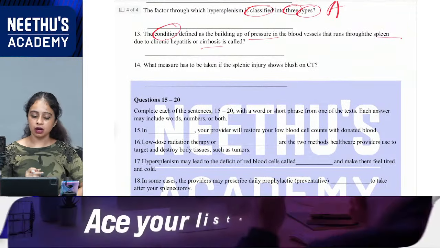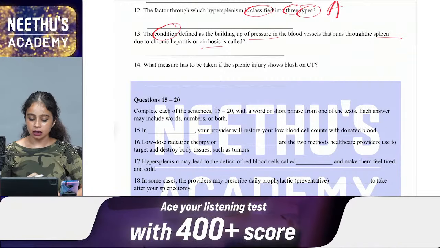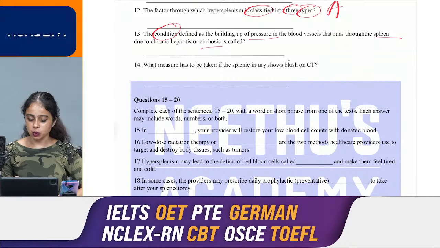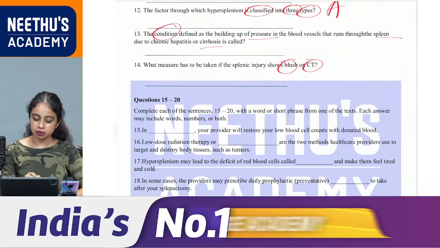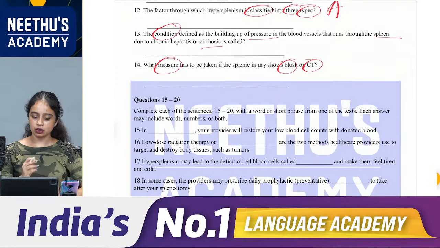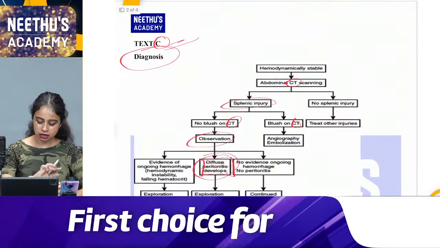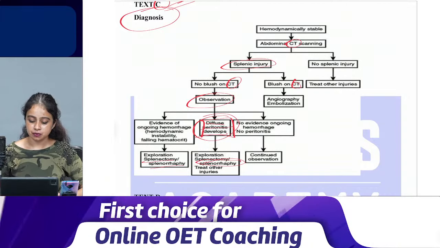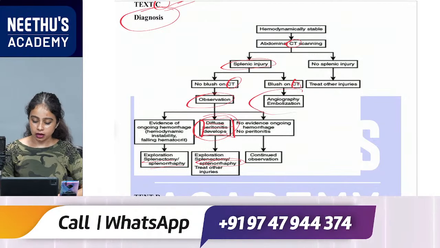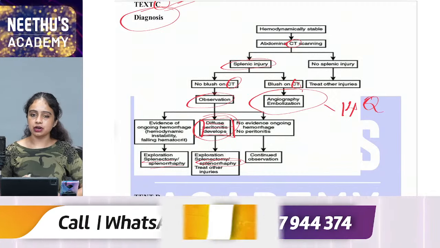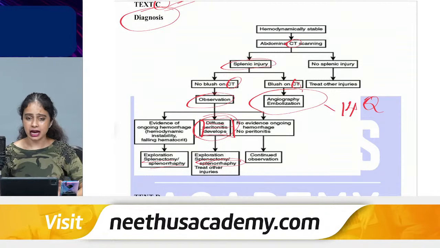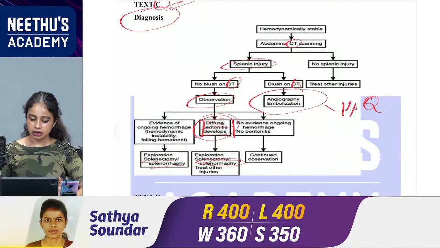Then the 14th one, what measure has to be taken if the splenic injury shows blush on CT? Okay, so what are the keywords? Blush, CT, measure. I know that it is only mentioned in text C. So what is the correct answer? The answer should be angiography embolization. 14th one, angiography embolization from text C.